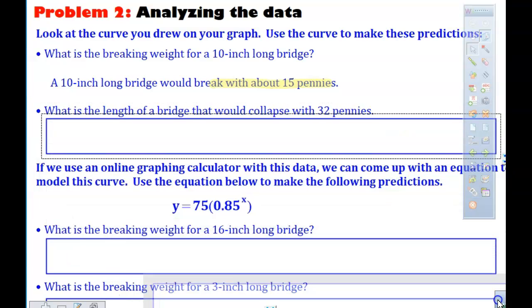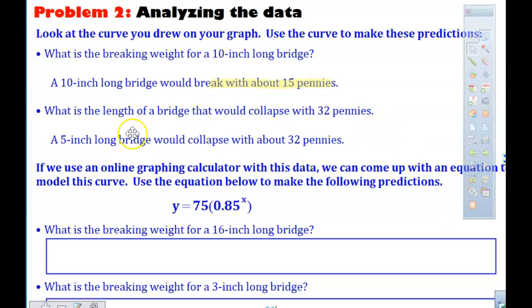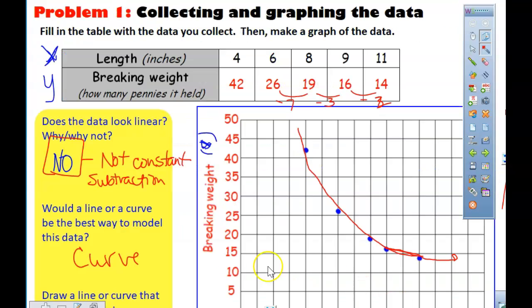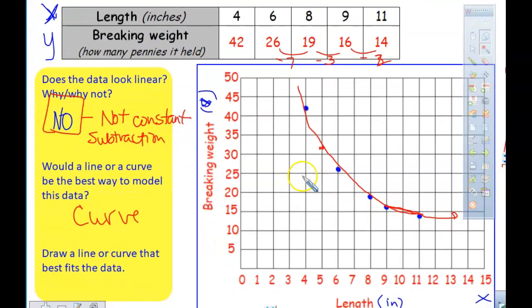Hopefully it makes sense that you're thinking maybe a 5-inch bridge, if you're looking at where you had 32. And again, if you're not sure, you go across from 32, which is about right here, and then you go down, and as we go down, we would say about 5 inches.